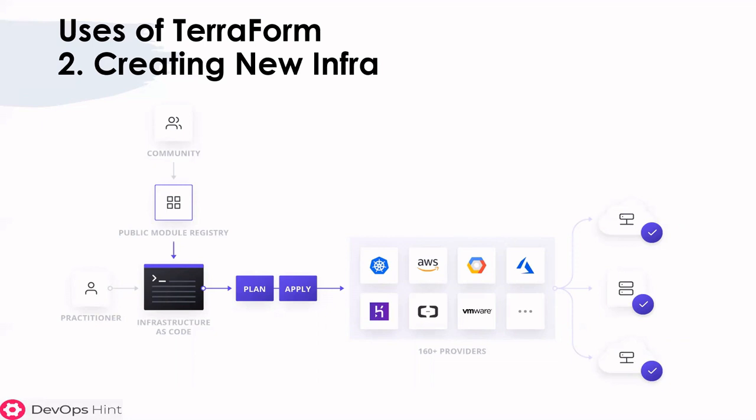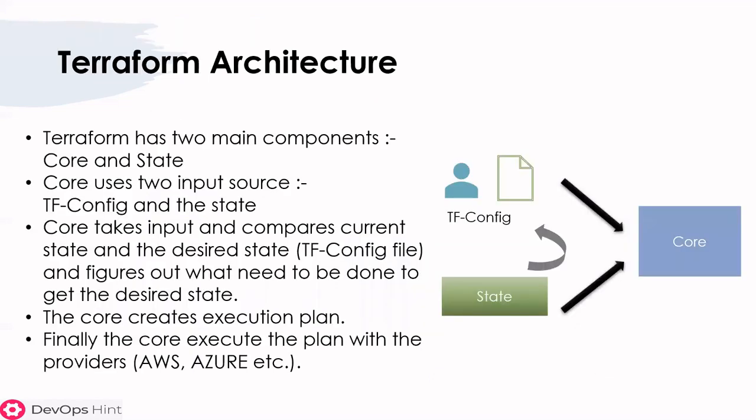So you need to consider first what platform I'm going to use. Suppose it's AWS, GCP, or Azure. You have to decide that first. Then you are going to install servers on it, then install microservices on it. So creation of new infrastructure from scratch can be done using Terraform very easily. Let's move to the Terraform architecture.